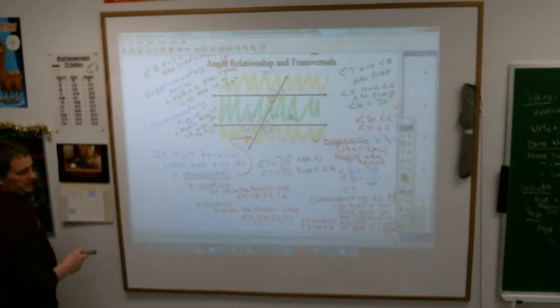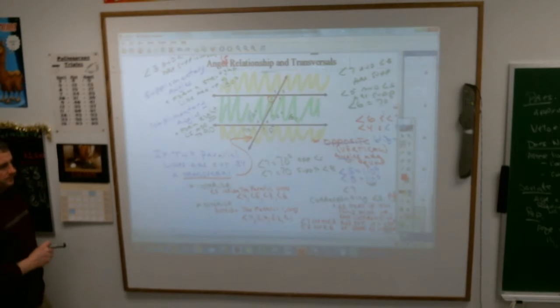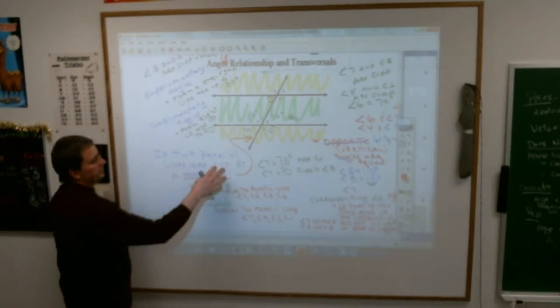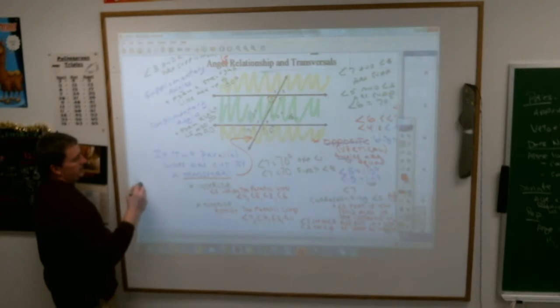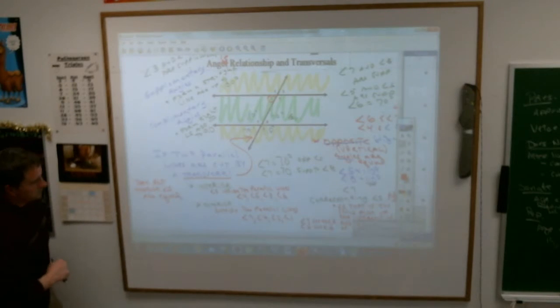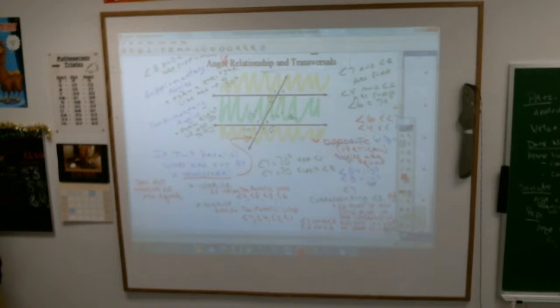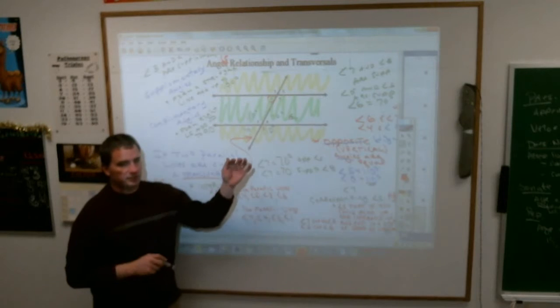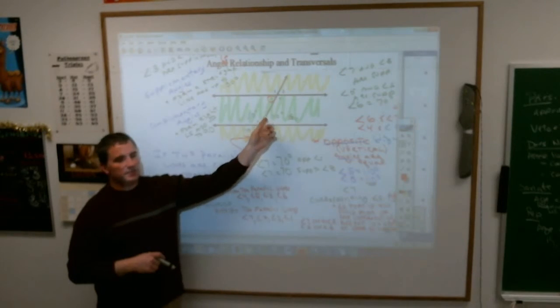Here are the last two, I believe. Okay? And they're called this. If two parallel lines are cut by a transversal, then alternate interior angles are equal. And in order to figure that out, we have to figure out what alternate interior angles are. Well, we know what the interior angles are, right? 3, 4, 5, and 6.